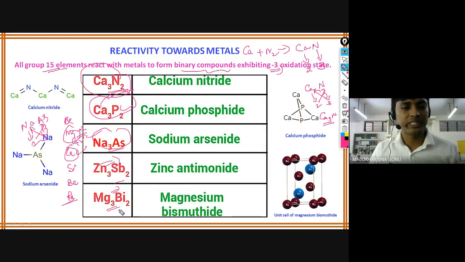As I said, Mg3Bi2, the same way as Ca3N2, because this is the same group. Which one? Nitrogen and bismuth. In the same way calcium and magnesium are in the same group. That's how all these are forming, reactivity towards the metal.